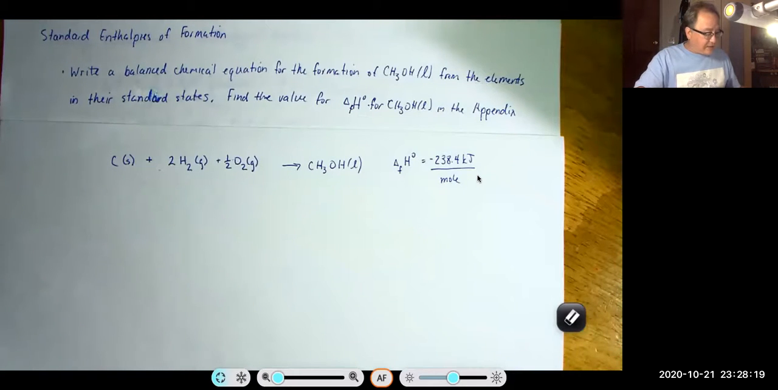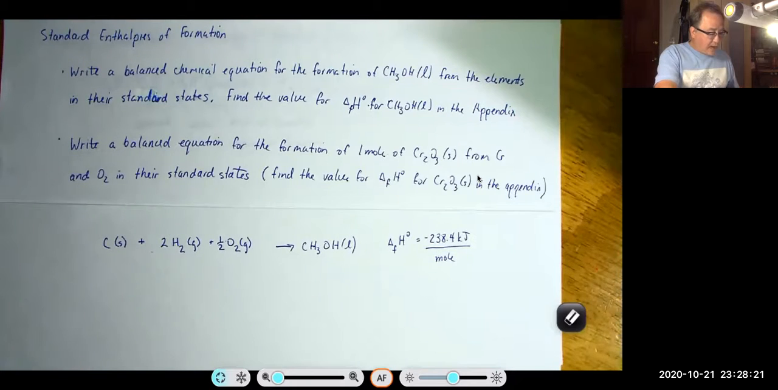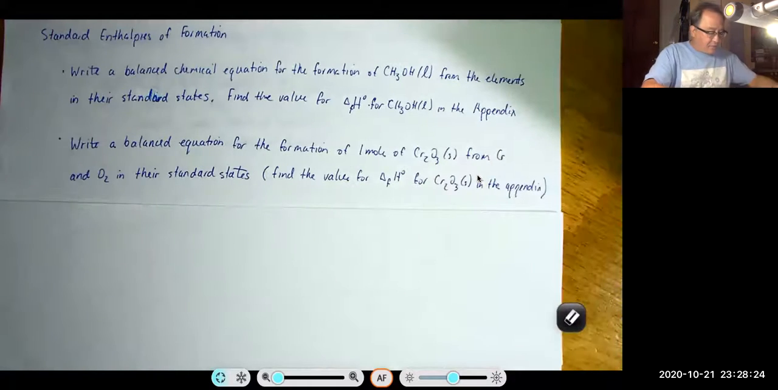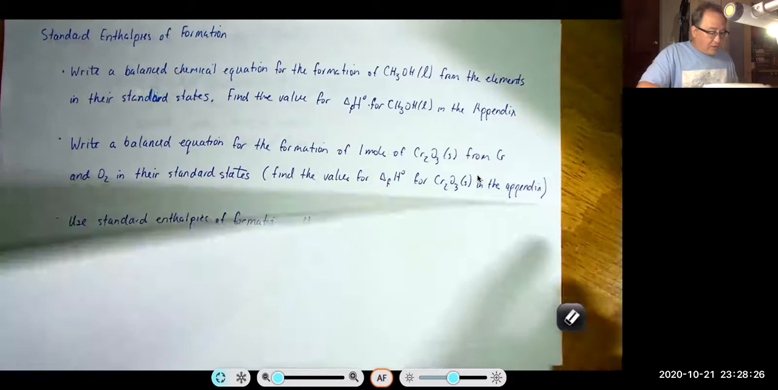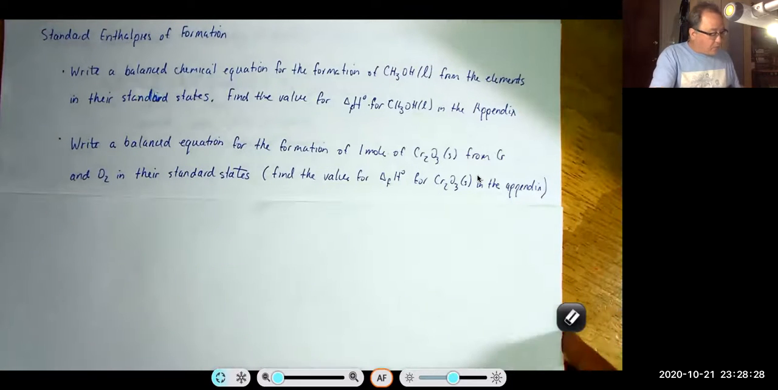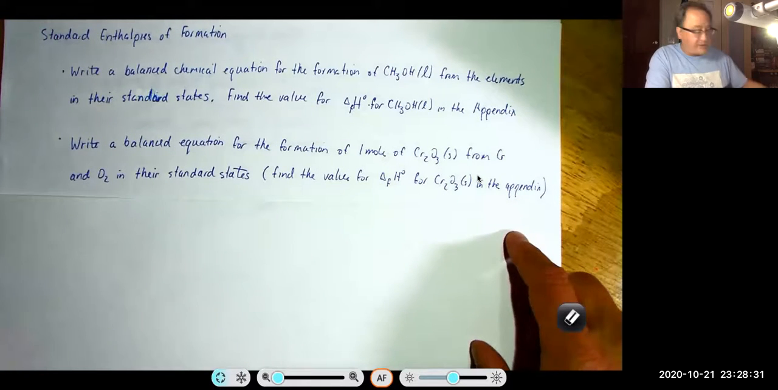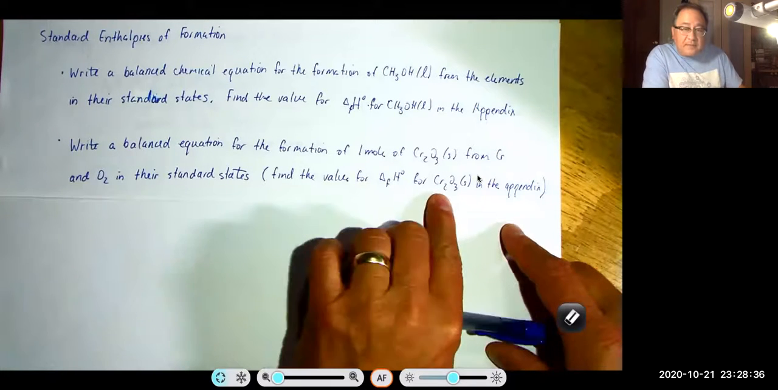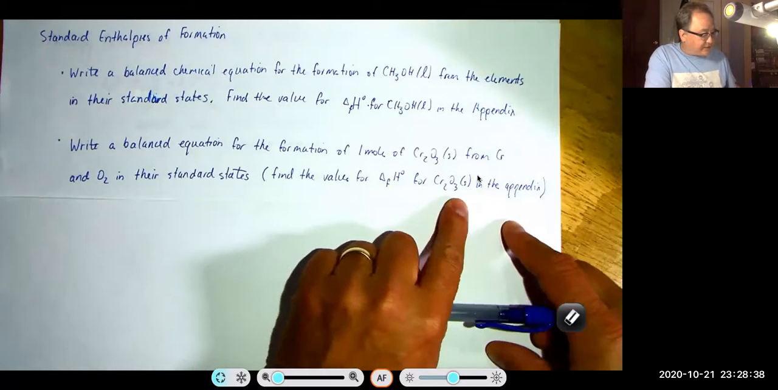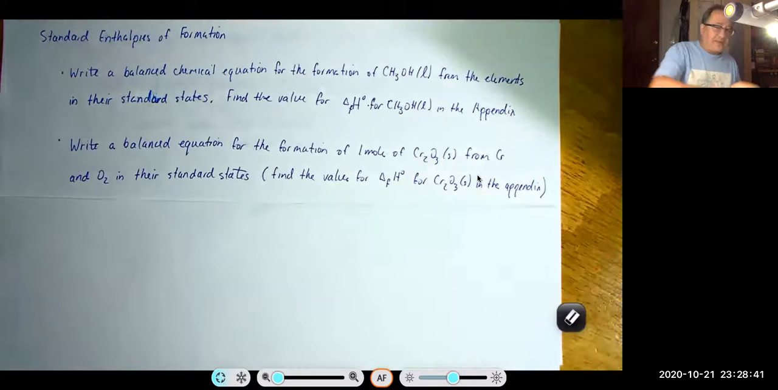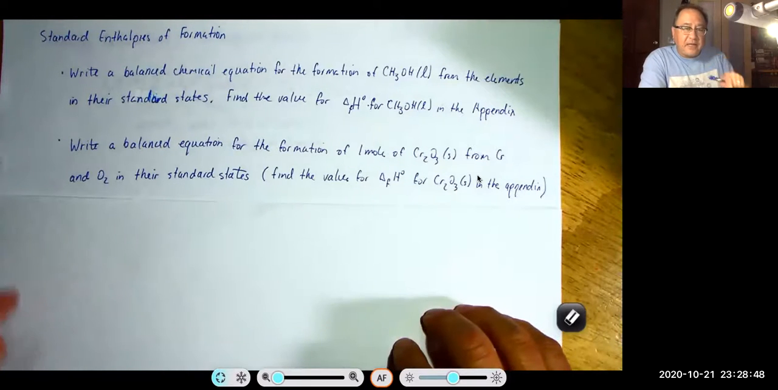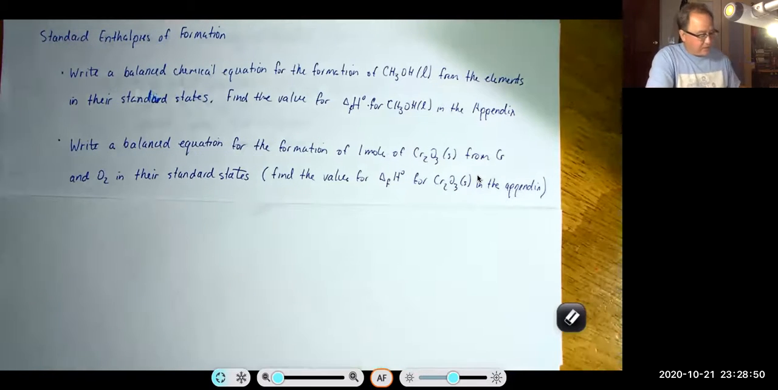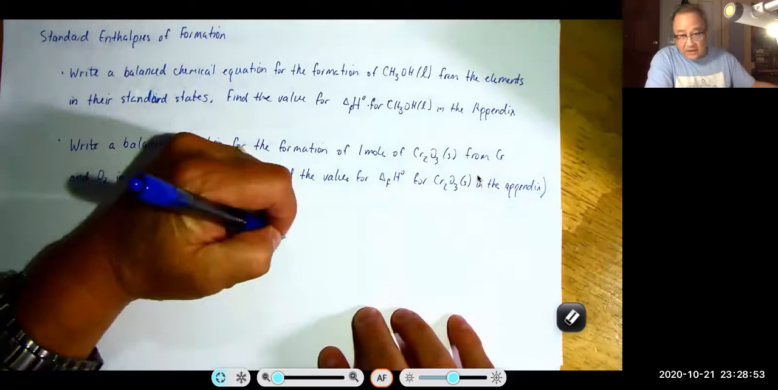Okay, let's take a look at another one here. Write a balanced equation for the formation of 1 mole of Cr2O3 from chromium and O2 in their standard states. Find the values for, and this is called chromium(III) oxide in the appendix. So hit pause, write the equation out. After you've written the equation out and figured out the enthalpy of formation, then hit play and see what I do. Okay, so now you've hit play again.